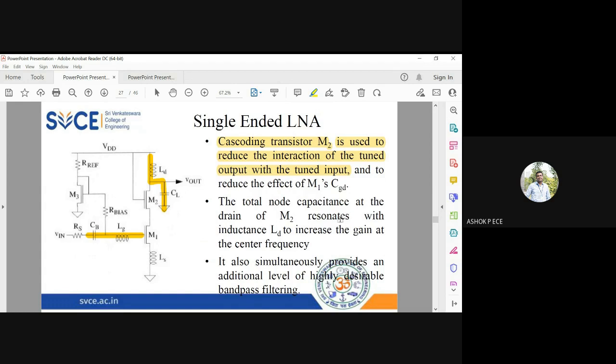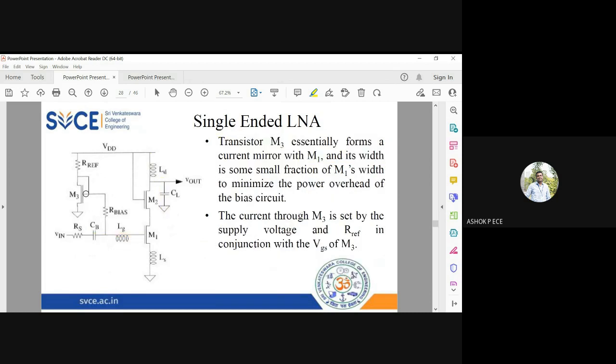And this M2 will resonate with this frequency LD-CL, and it will increase the gain at the center frequency. It will also provide the necessary filtering, because a tank circuit works on one particular frequency. So that particular frequency is heavily amplified, and the other frequencies around that particular frequency are going to be rejected. That is carried out by this LD-CL combination.